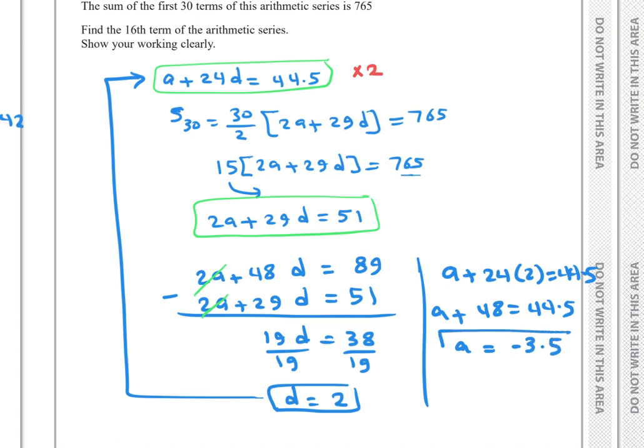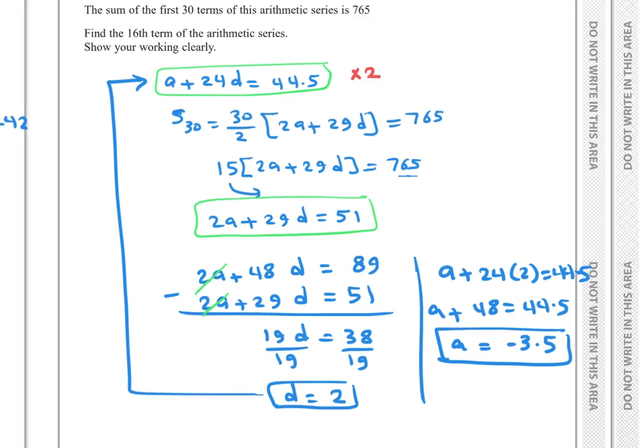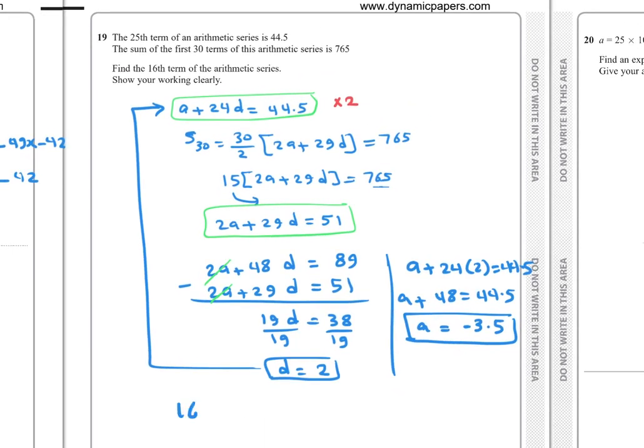Now we have A and D. Then we can find the 16th term. The 16th term equals A plus 15D. So negative 3.5 plus 15 times 2, 26.5.